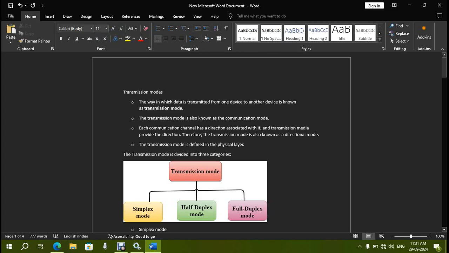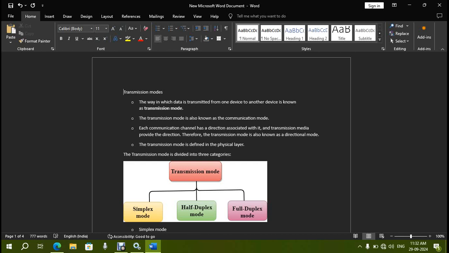Today we discuss transmission modes in data communication or computer networks. What is a transmission mode? When we send a signal, what type of signal is sent, and how is it sent, in one direction or two directions? The way in which data is transmitted from one device to another device is known as transmission mode.